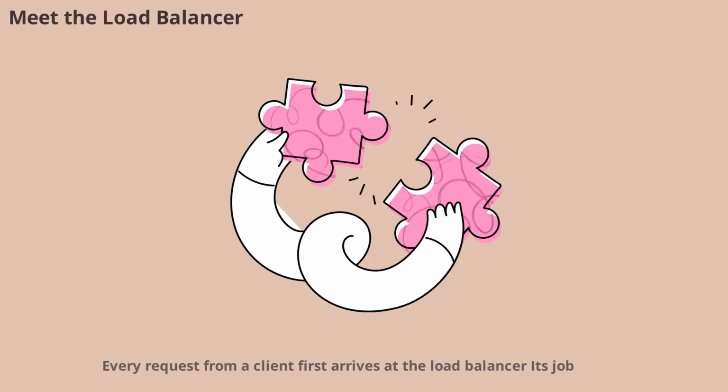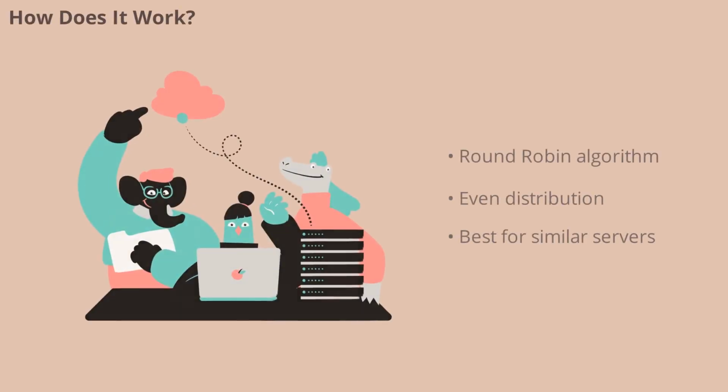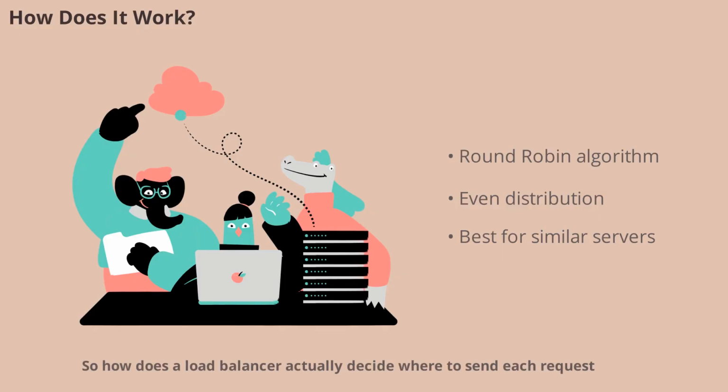Every request from a client first arrives at the load balancer. Its job: decide which server should handle each request. The goal is to distribute requests efficiently, prevent any one server from becoming overloaded, and keep response times as low as possible. By doing this, load balancers help maximize resource utilization and keep your application running smoothly, even under heavy traffic. So how does a load balancer actually decide where to send each request?